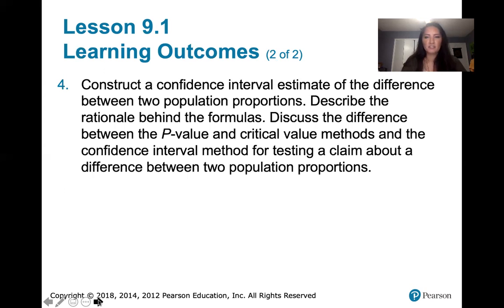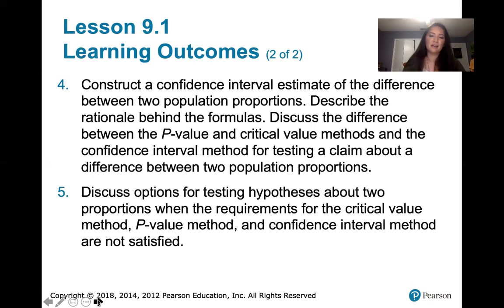two population proportions. My goal for you is that you'll be able to describe the rationale behind the formulas and then discuss the difference between the p-value and critical value methods and the confidence interval method for testing a claim about a difference between two population proportions. And then in our last learning outcome, we'll discuss the options for testing hypotheses about two proportions when the requirements for critical value method, p-value method, and the confidence interval method are not satisfied. We'll also talk about how you can construct a confidence interval when the requirements are not satisfied as well.